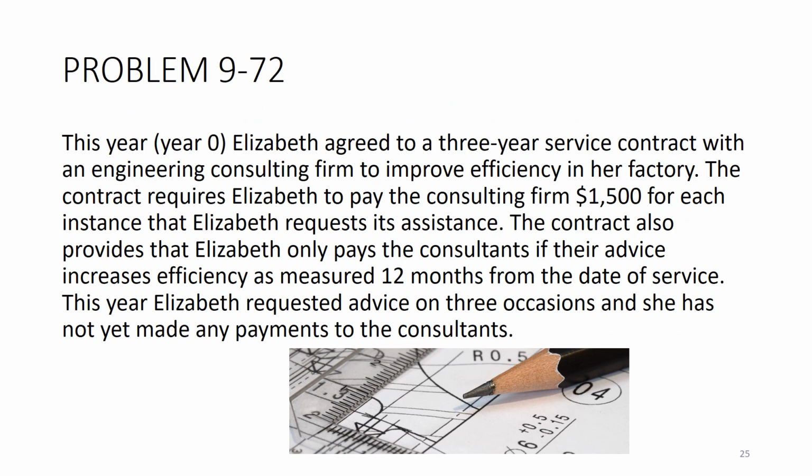Now we have Elizabeth, who agreed to a 3-year contract for some improvement to her factory. She will pay consulting firm $1,500 for each time she requires their assistance. However, she only has to pay if after a 12-month period they can measure some improvement in her efficiency.